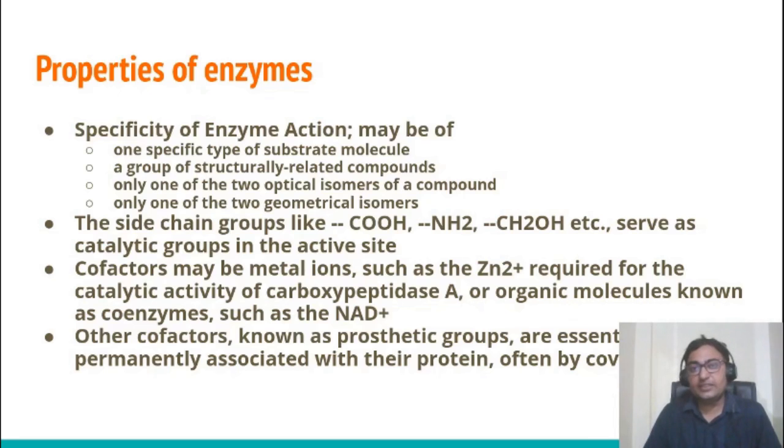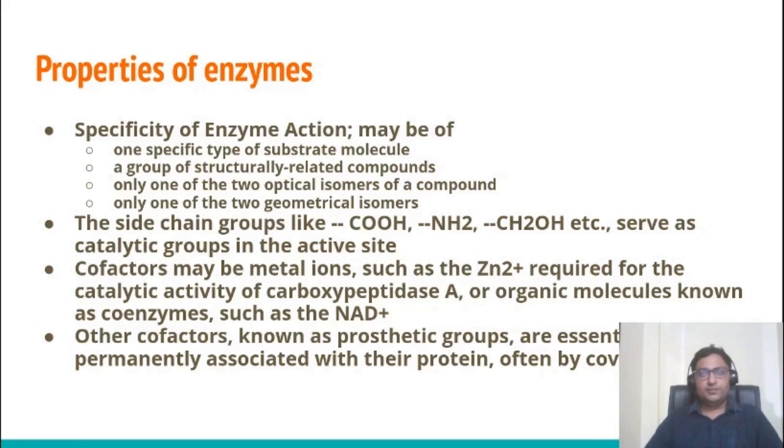Now in the active site, the side chains of amino acids that may include carboxylic group, amino NH2 group, CH2OH group, serve as the catalytic group or active site of the enzymes. So the active site contains these free side chains which are basically involved in the catalytic reaction.